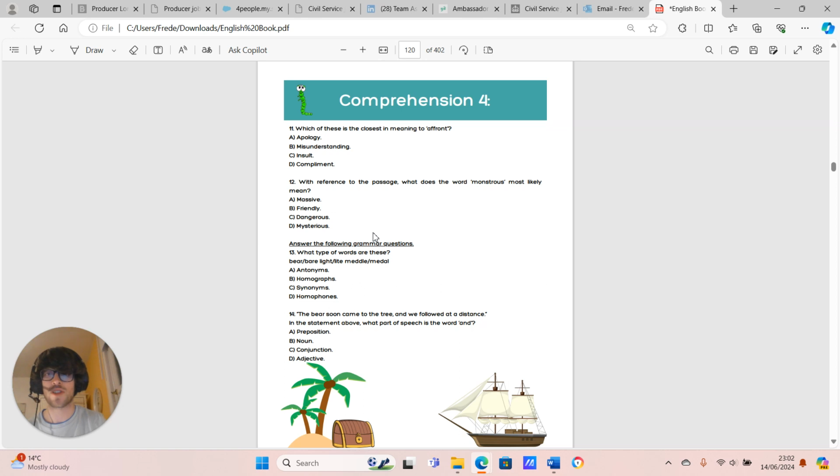Answer the following grammar questions. What type of words are these? Bear and bear, light and light, medal and medal. Well, an antonym is a word that means the opposite of another word, isn't it? I think that's what that means, yes. Let's skip homographs for now. Synonyms. A synonym is a word that means the same as another word. We should all know that.